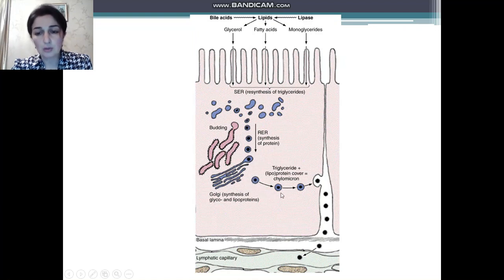chylomicrons. Chylomicrons through the basolateral cell membrane will be released into the intercellular space, and from there through the basal lamina they pass into the lymphatic capillary. If you remember, in the center of the villi we have the lymphatic lacteal. Through them the lipids will go to the lymphatic system, and finally they will return to the venous system.